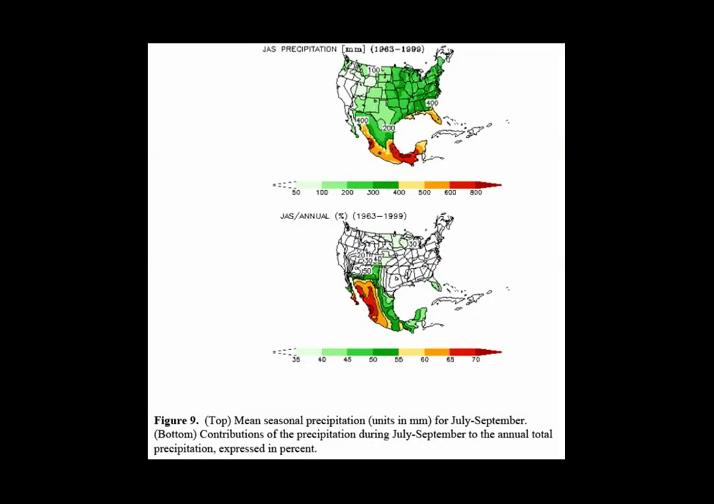A comparison of the mean seasonal precipitation during the monsoon season to the annual total precipitation of North America shows that for southwestern North America, anywhere between 50 to 70% of the annual precipitation occurs during the monsoon season.